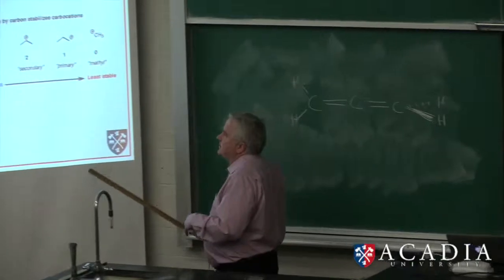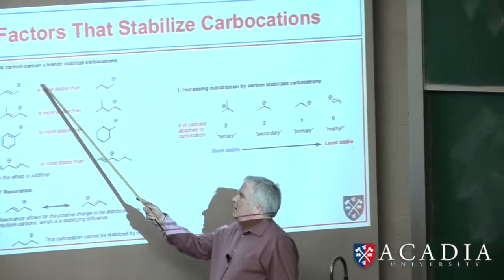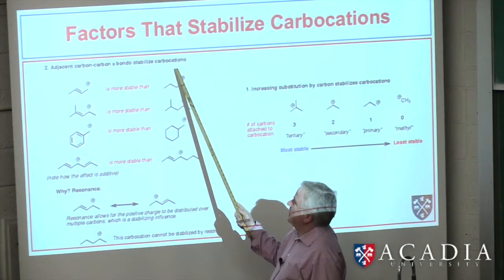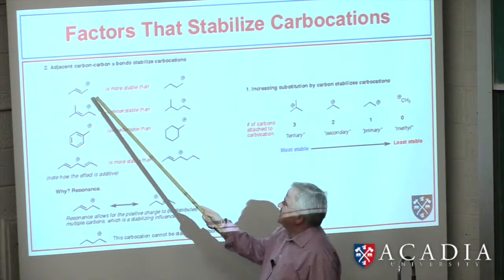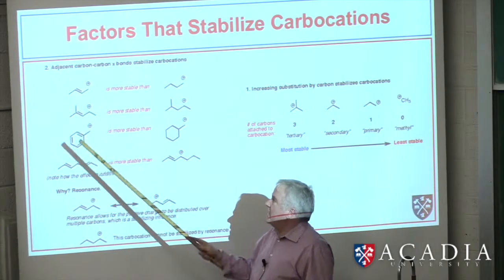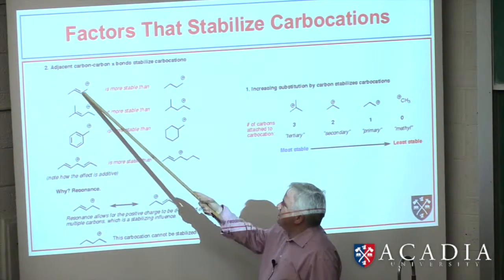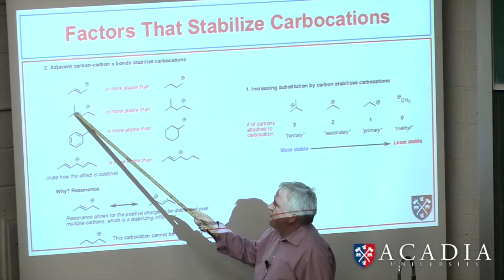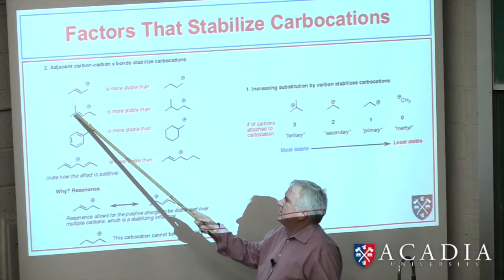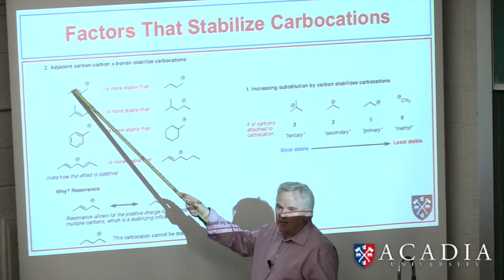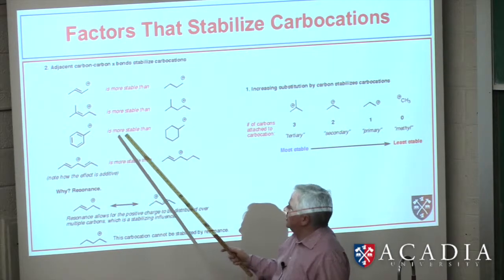Adjacent carbon-carbon pi bonds stabilize carbocations. So this is more stable than this. This is an allylic type carbocation. This is even more stable. This is more stable because in the resonance structure, we have one resonance structure which we can think about as being a tertiary carbocation. This would only be a secondary carbocation when we draw the resonance structure.